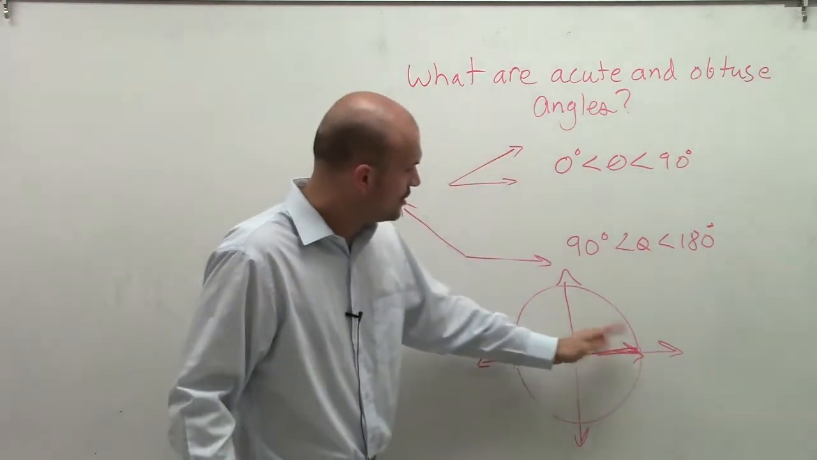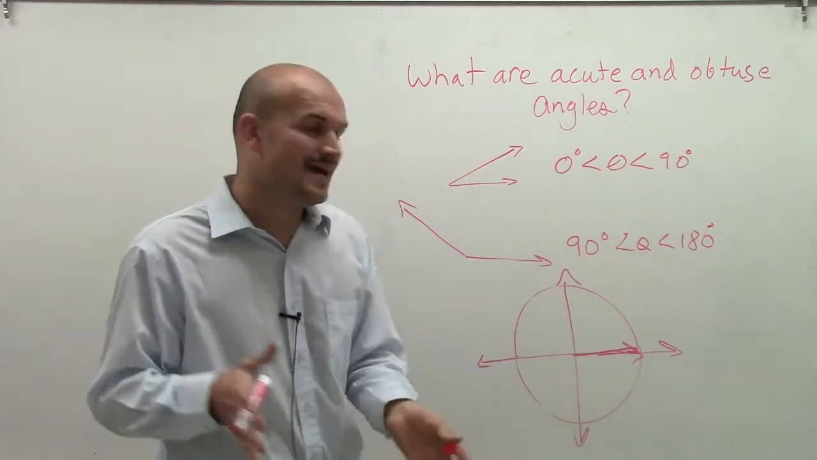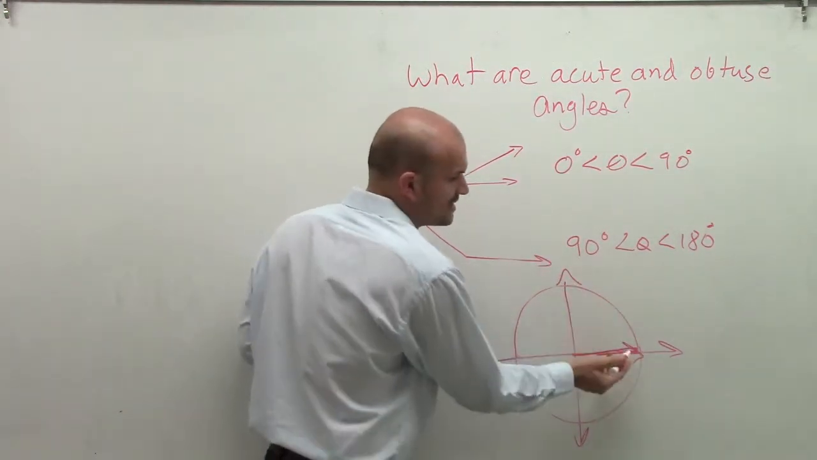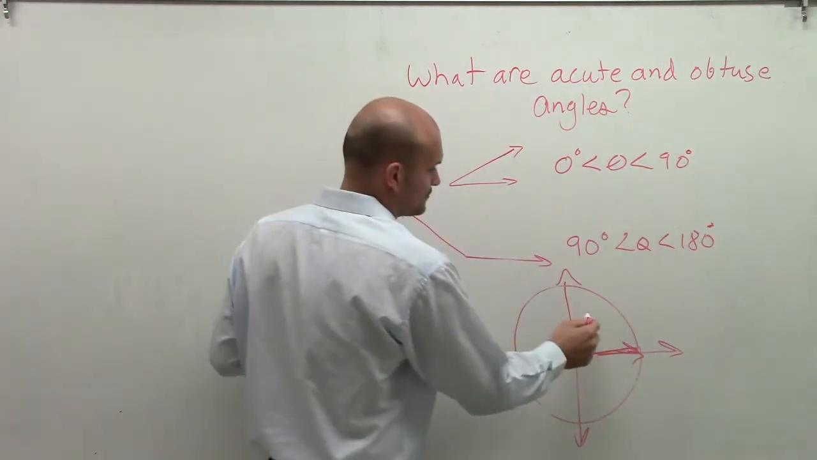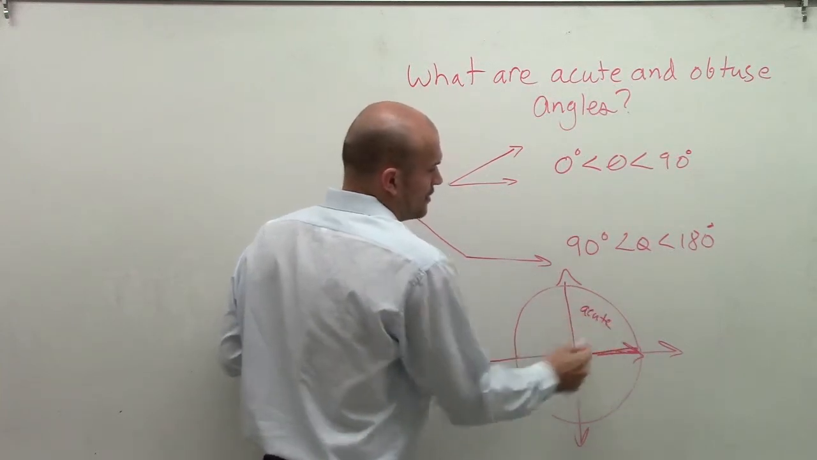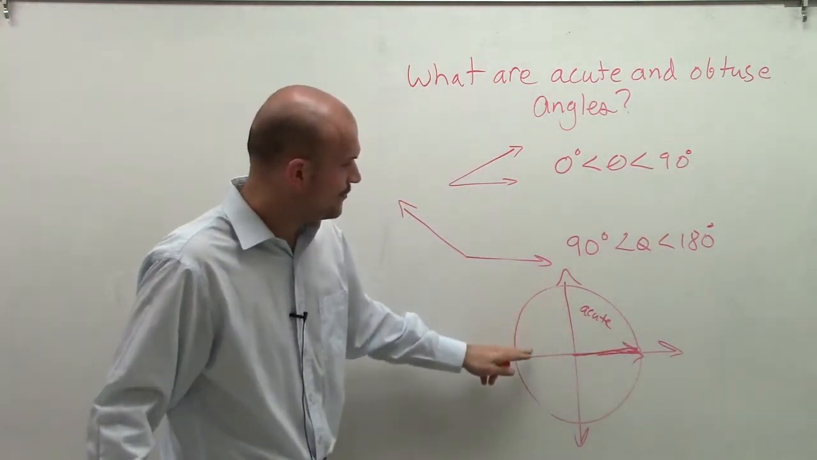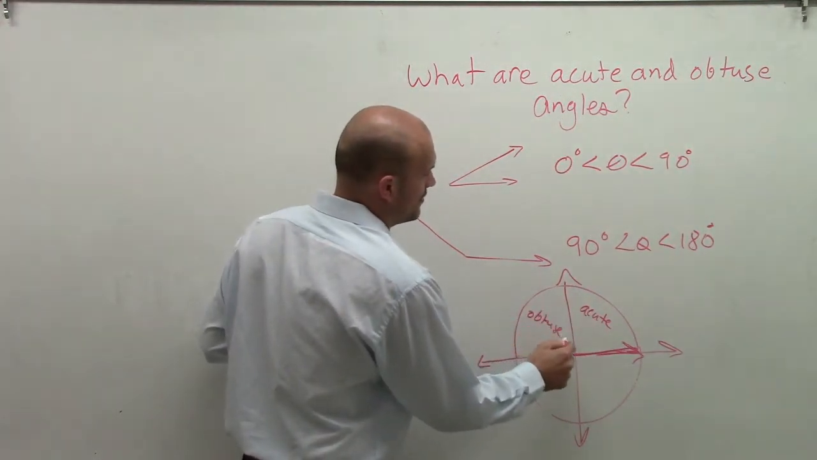So between 0 and 90 degrees is going to be in your first quadrant. So any angle that you are able to create that's between 0 and 90 in your first quadrant is going to be acute. And then any angle that's going to be between 90 and 180 in the second quadrant is going to become obtuse.